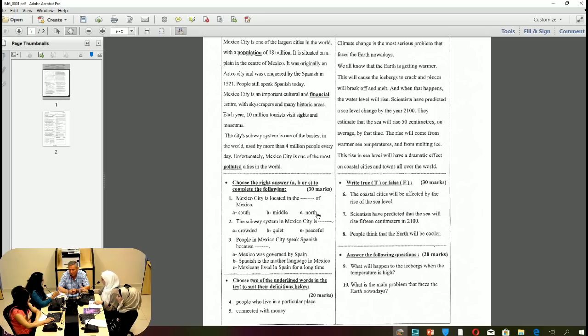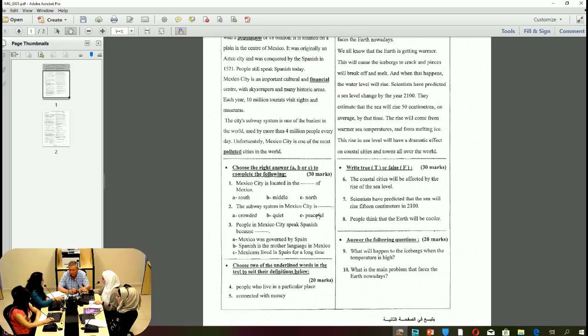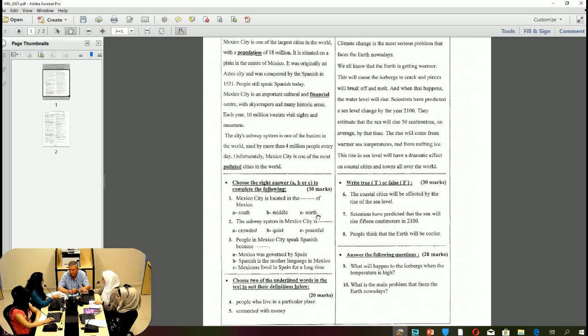So with the first text, we have alternatives or choices. They have to choose the correct answer, and the next task is to choose two of the underlined words in the text to suit their definitions. We have definitions. They need to write only the answer. They have to pay attention to the keywords. Again, these are definitions with keywords. If we do just number 4, people who live in a particular place.